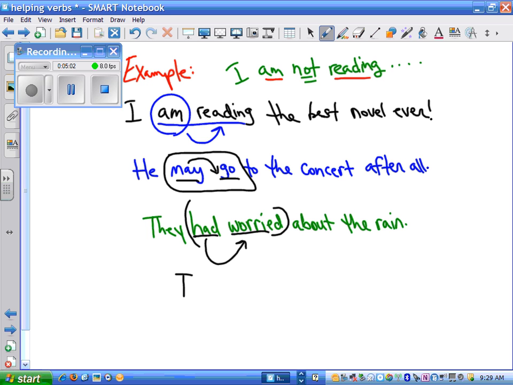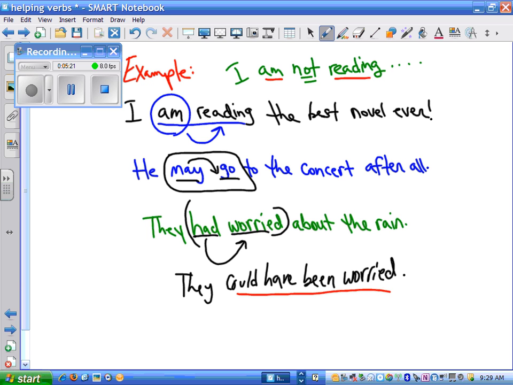Let's just for fun have an example. They could have been worried. Right? Here's our whole verb phrase. Could have been worried. Right? And this, of course, is what's helping out with worry in terms of tense. That's our help.